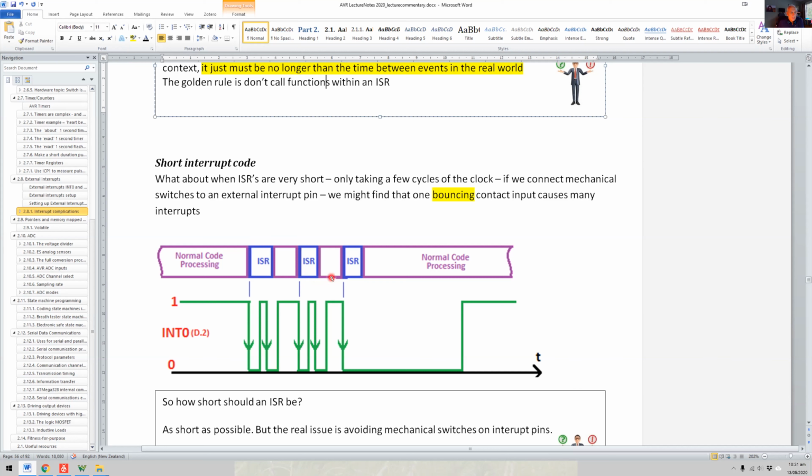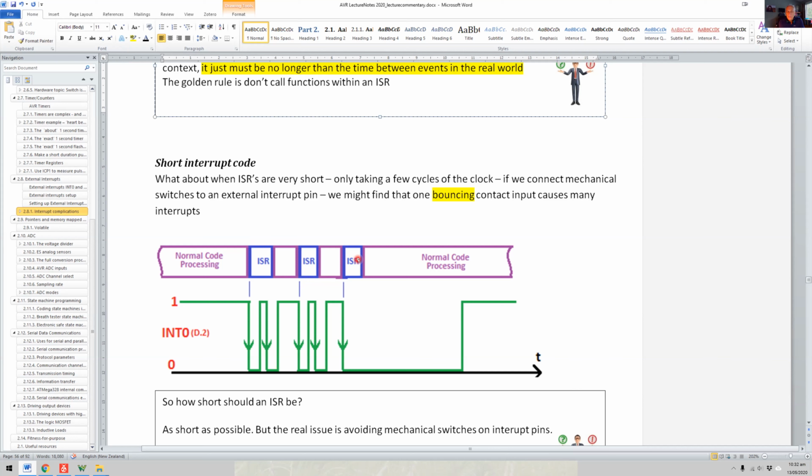And then it finishes and goes back to normal processing. And then finally, after a number of bounces, the switch closes and the ISR is triggered a third time. So what we've done is we've got one input on our input interrupt pin, like INT0 or INT1, and yet it's been triggered an interrupt 3 times. Now, this could be multiple times.